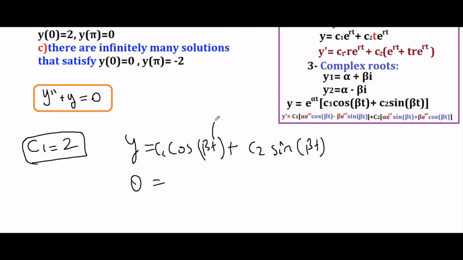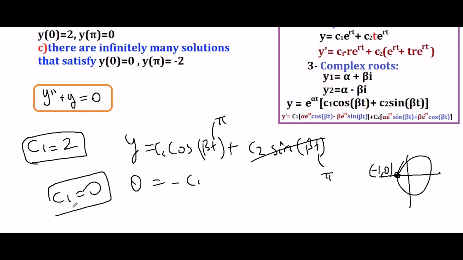So we're going to plug in pi here. Again, pi is here on the unit circle, and the cosine value is -1 and the sine value is 0. So this is gone, and this is going to be negative c1. Negative c1 equals 0, so c1 equals 0. We said c1 is equal to 2, and now we say c1 is equal to 0. This is not possible at the same time, so there is no solution.